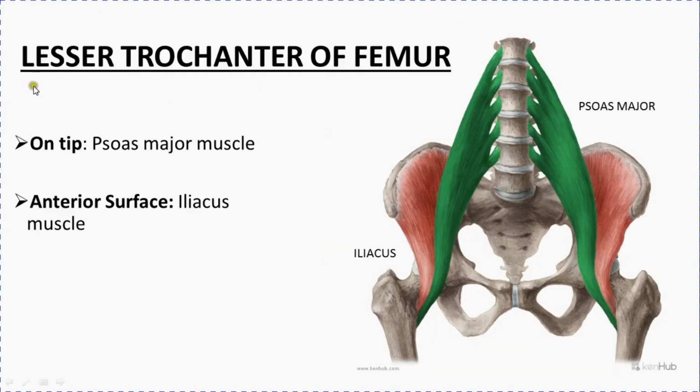Now we will learn the attachment on the lesser trochanter of the femur. This is the lesser trochanter of the femur and you can see it is giving attachment to two muscles. The green colored is the psoas major muscle. It is attached on the tip of the lesser trochanter. And on the anterior surface of the lesser trochanter, there is attachment of iliacus muscle. So two muscles on the lesser trochanter, psoas major and iliacus. Very clearly seen in the image.